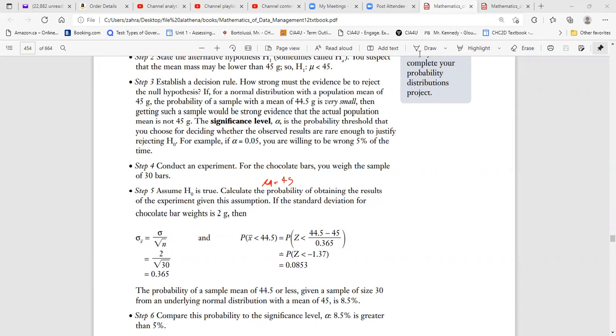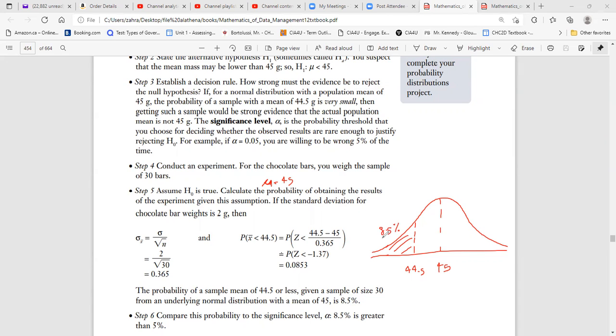8.5 is bigger than your significance level. Okay, let's explain the significance level and what we have. You do the experiments, right? We know the middle one is 45. The 45 is the claimed value. You do the experiment and get 44.5. We got this area to be 8.5%. My significance level is 5%. So this is more than 5%.